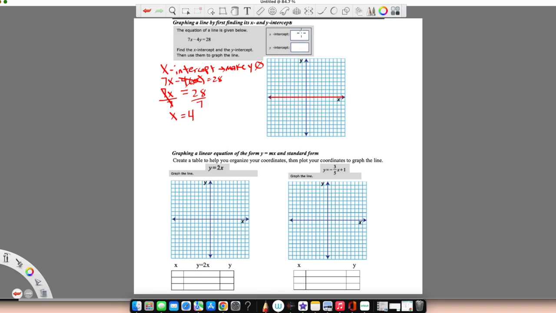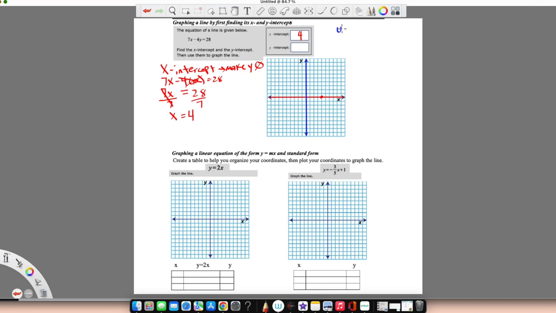So I'm going to type 4 in here so that I know that I found it. And then I'm also going to go on the graph and go 1, 2, 3, 4, and put a dot there using the pencil tool that's in the toolbox off to the side. Now I'm going to do the same thing with my y-intercept. So now I want to know, where does it cross the y-axis?